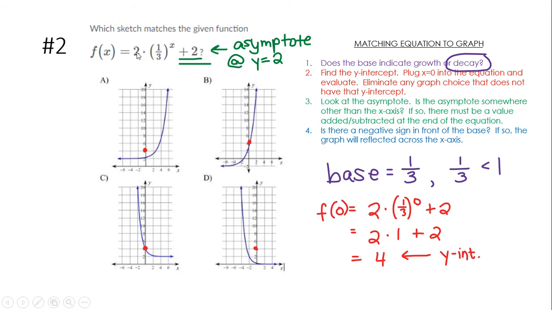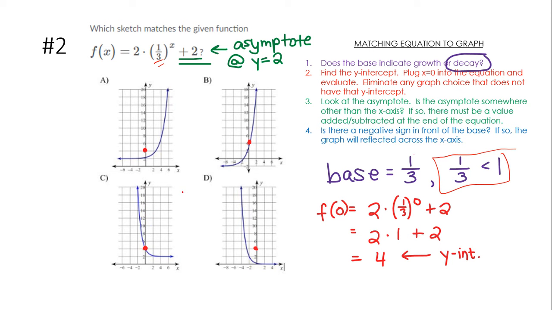So here's my function, 2 times 1/3 to the x plus 2. The first step asks us, does the base indicate growth or decay? Because that can help us determine whether we're increasing or decreasing. When our base value is a fraction less than 1, which is the case here, 1/3 is my base, and it's less than 1, that means we have a decay problem. So you have to pick which one of these is decay. Narrow down the answers: take away the growth answers and keep your decay answers.